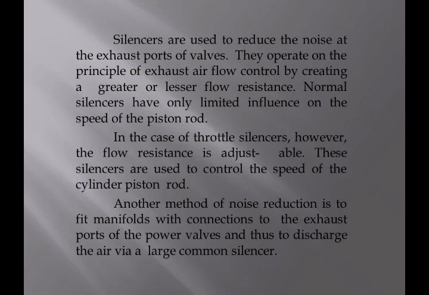Silencers are used to reduce the noise at the exhaust ports of valves. They operate on the principle of exhaust airflow control by creating a greater or lesser flow resistance. Normal silencers have only limited influence on the speed of the piston rod. In the case of throttle silencers, however, the flow resistance is adjustable. These silencers are used to control the speed of the cylinder piston rod. Another method of noise reduction is to fit manifolds with connections to the exhaust ports of the power valves and thus to discharge the air via a large common silencer.